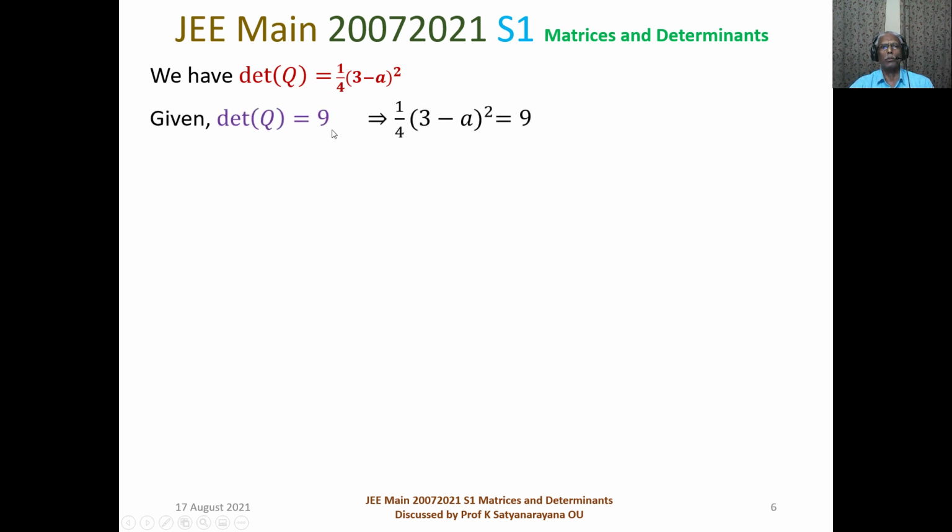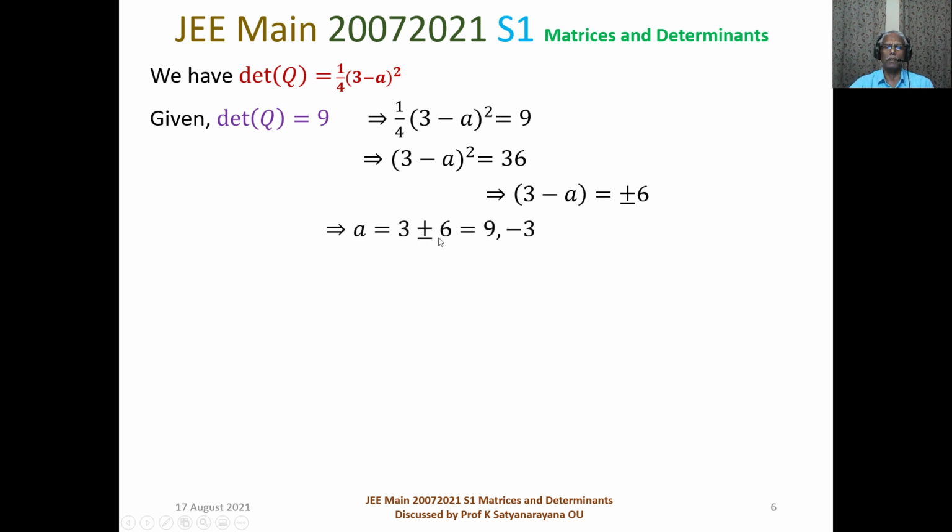Given determinant of Q is equal to 9, that implies 1/4 (3 minus a) whole square is equal to 9. Cross multiply, send the 4 to the other side, then we get (3 minus a) whole square is equal to 36. Take the square root: 3 minus a is equal to plus or minus 6, then a will be equal to 3 plus or minus 6, that is 3 plus 6 is 9, 3 minus 6 is minus 3. So we got two different values. For different values we will get different matrices P, thereby different determinants.